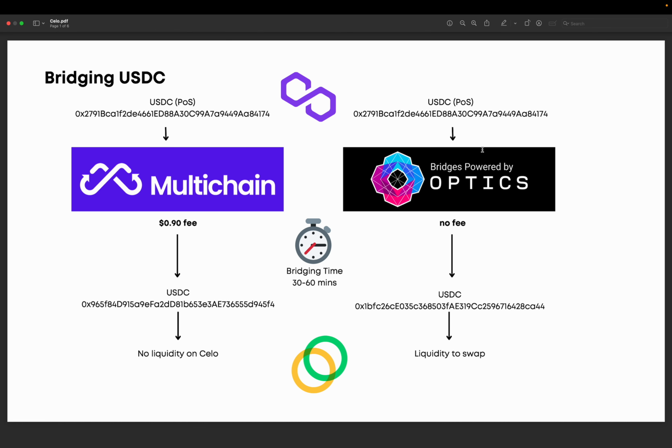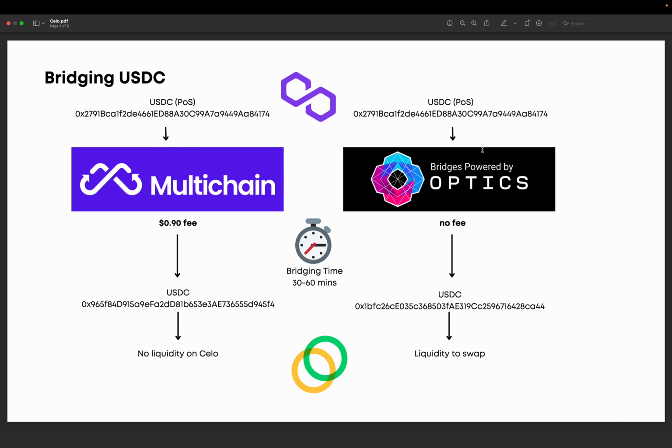So the first thing I did in this experiment was to bridge USDC onto the chain. I was on Matic because that's usually one of the cheapest chains, whilst also having a lot of liquidity and connections to other chains. And as you can see, in both situations, I used the USDC POS, the proof of stake USDC. I believe that's the native one on Matic.